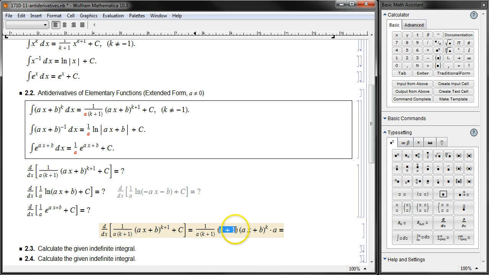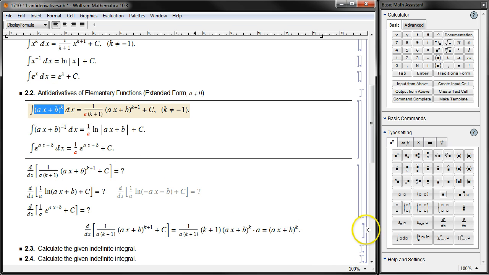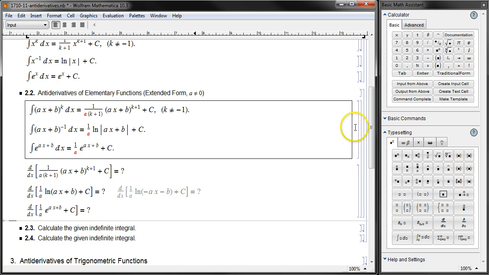And then what do we get? This k plus 1 will cancel out with this k plus 1 in denominator. And this a by chain rule will cancel out with this a in denominator. In the end, what do you get? Ax plus b to the k power, precisely what we wanted, the integrand. You can do the same thing to the other problems as well if you want to prove these formulae.